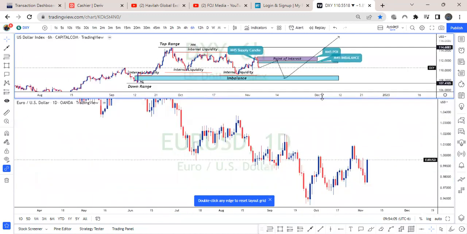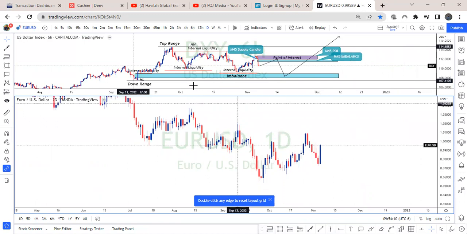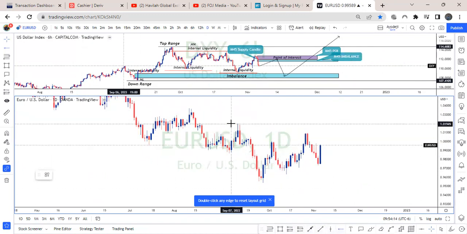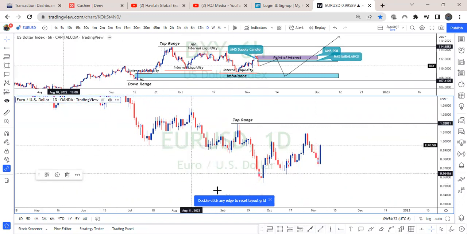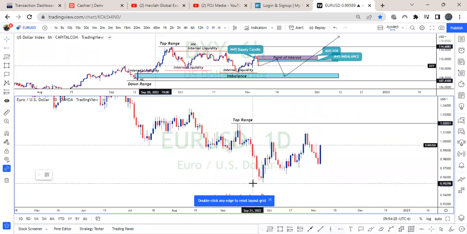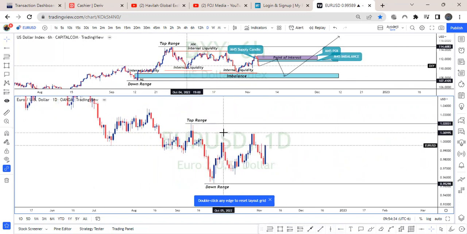So let's see what Euro USD is doing now. So for Euro USD, this is the top range. And this is the down range. That is the down range.